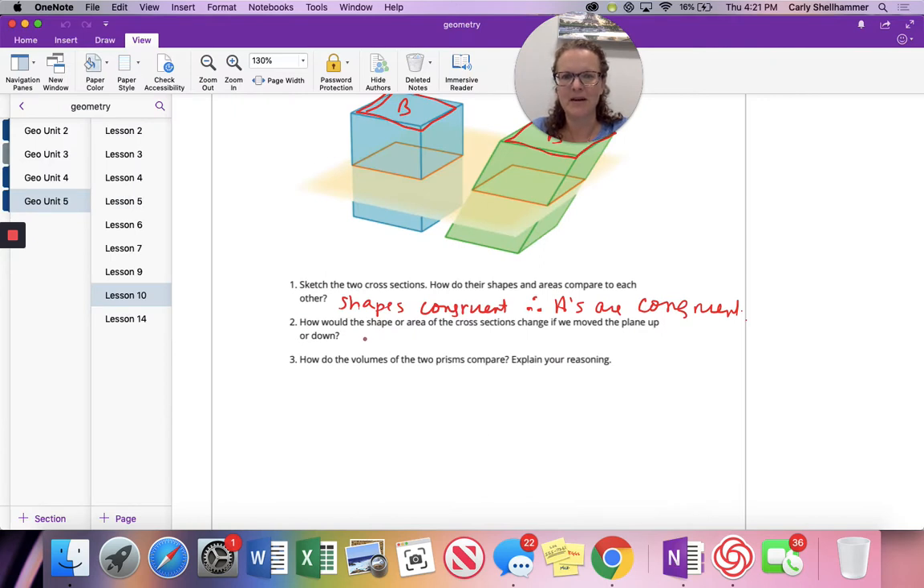How would the shape or area of the cross sections change if we move the plane up or down? Okay, it doesn't change. That should say same. How do the volumes of the two prisms compare? Same. The volume is really the area of the base, so length times width, which is the area of the base, times height. And we see that the height is not changing for either the skewed prism or the straight up and down prism, so the volumes are not going to change.